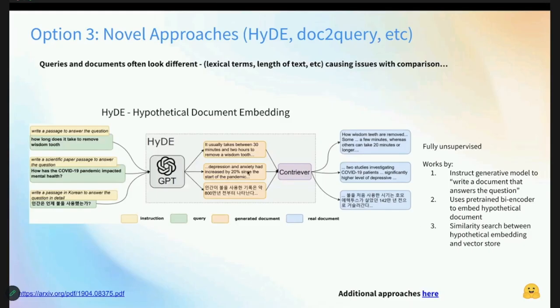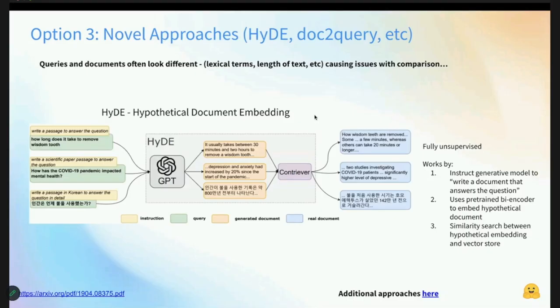And I should mention, there's a good blog post with a whole bunch of other approaches that take advantage of novel LLMs and novel ideas to get some performance out of your system without having to actually have labeled data to train on.